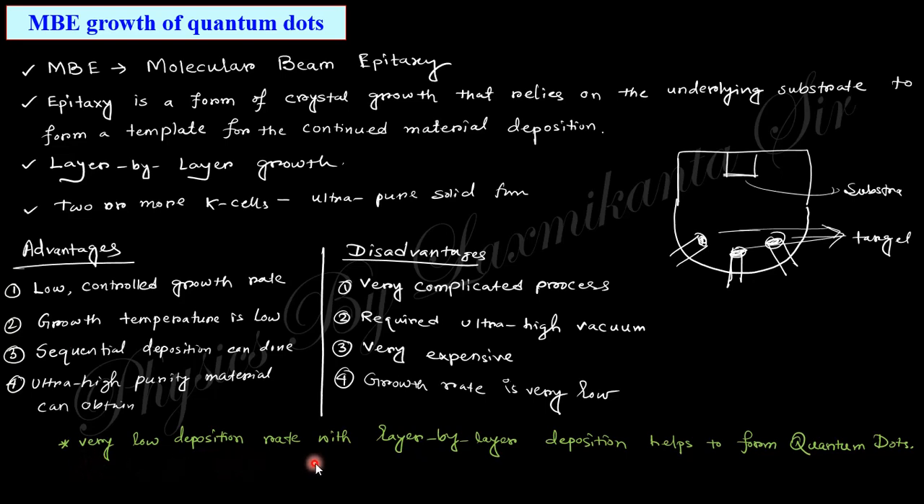The very low deposition rate with layer by layer deposition helps to form quantum dots, because a quantum dot is actually confined from three directions. So this type of nanostructure can be obtained from the molecular beam epitaxy method.